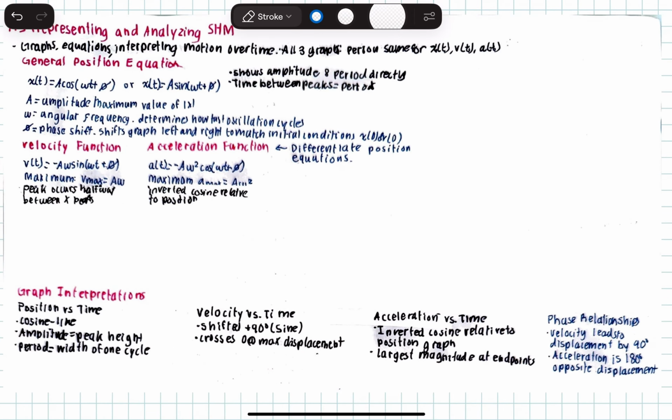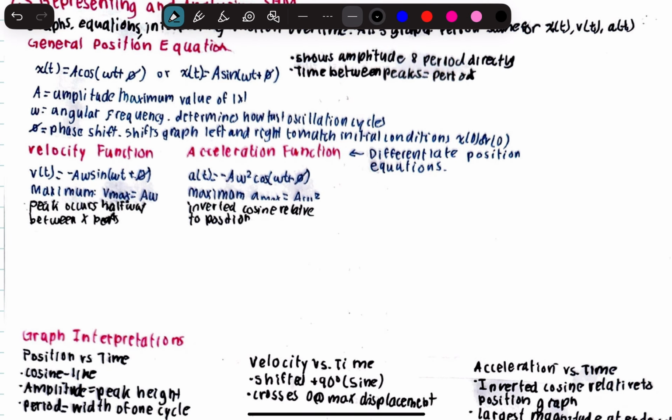In this video, we'll be discussing simple harmonic motion representation and analysis. So let's start off with the position as a function of time. We have x of t is equal to A, the amplitude, times cosine of omega t plus the phase shift, or x of t equals A sine of omega t plus the phase shift. And we have t there as well.